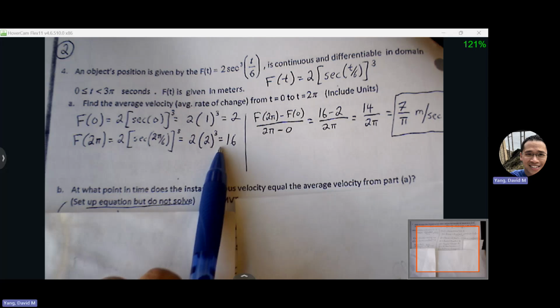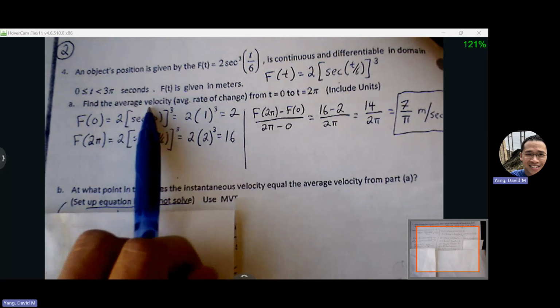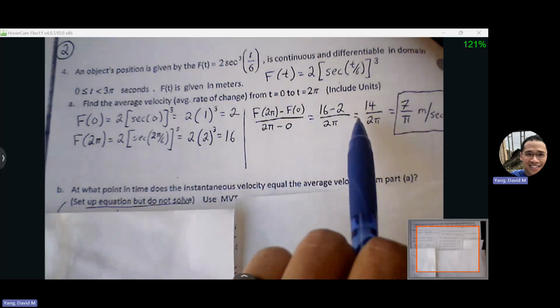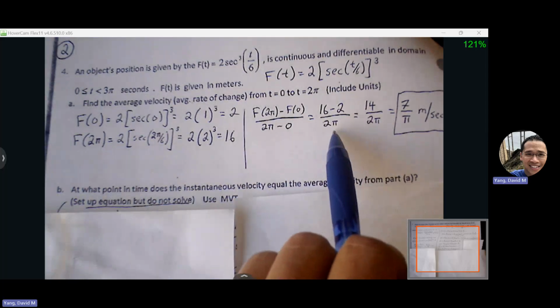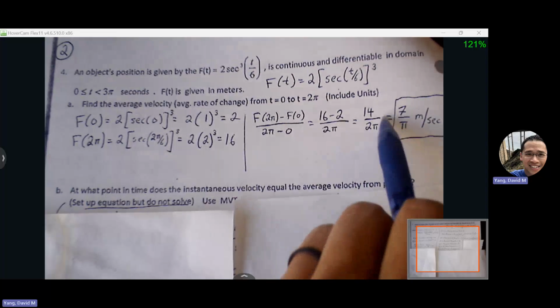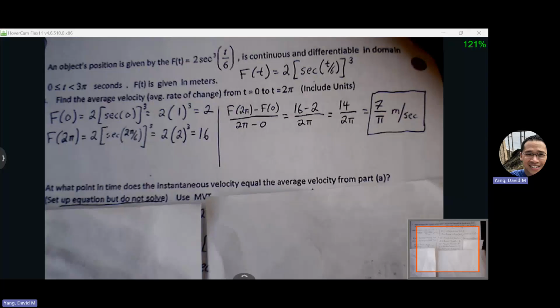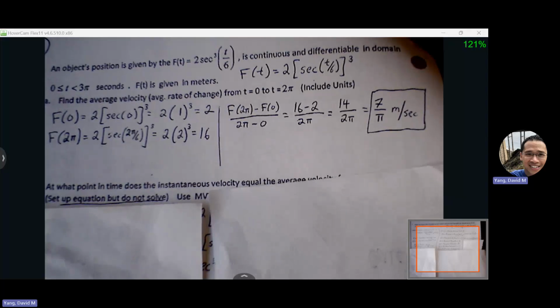And now we just find the slope between the two endpoints, right? Change in position over change in time is equivalent to average velocity. So 16 minus 2 all over 2 pi minus 0. 14 over 2 pi, you can leave it like this. I just reduced it to 7 over pi. And then our units of measure is meters per second because we did change in position over change in time. That's going to create a velocity unit.